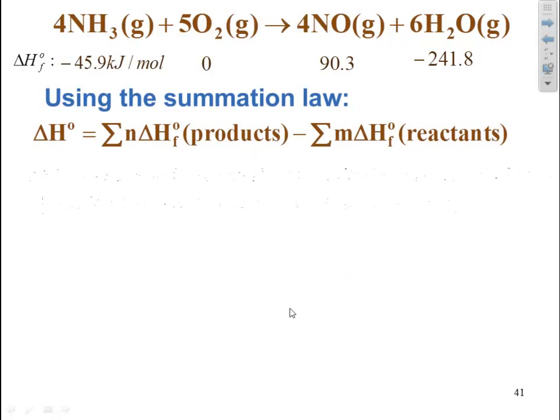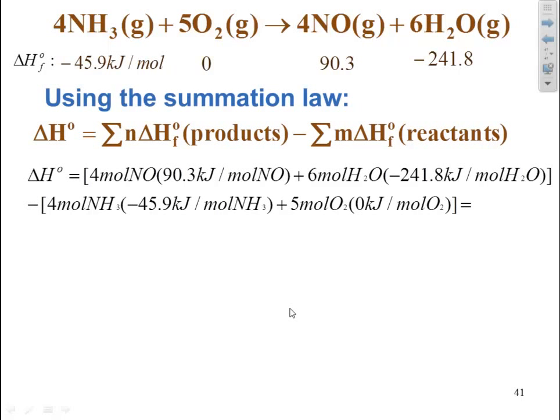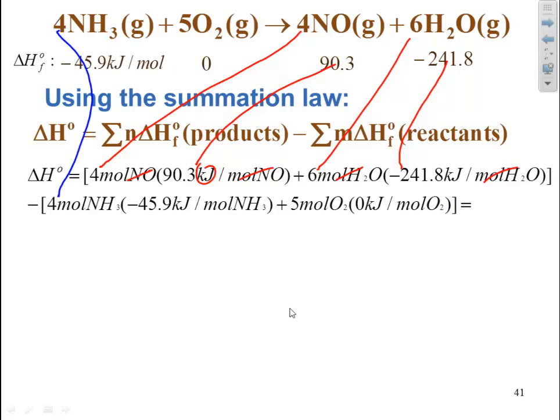So using the summation law, we now know that we have our products. So I have my 4 moles of NO times its delta HF. My moles of NO cancel, leaving me in kilojoules. Then I have my 6 moles of water and my delta HF of water. Moles of water cancel. So now I have kilojoules of my products adding up. Then I have 4 moles of NH3 and my delta HF of NH3. And we know that 0 for my delta HF times my 5 is still 0.